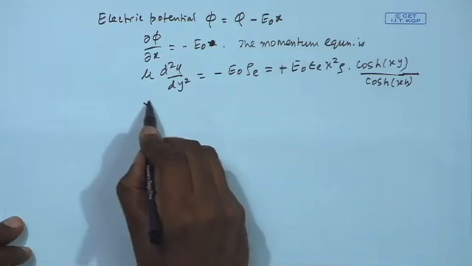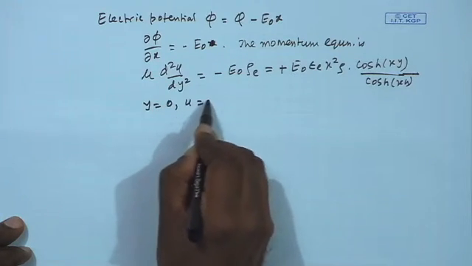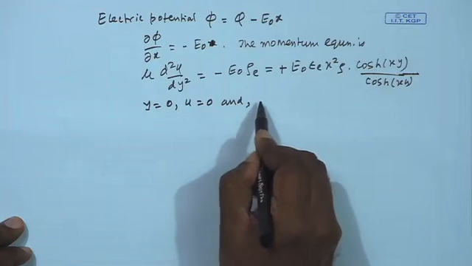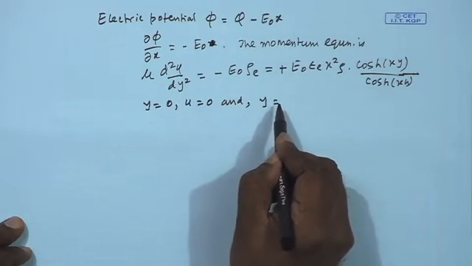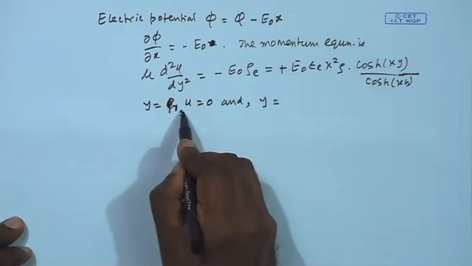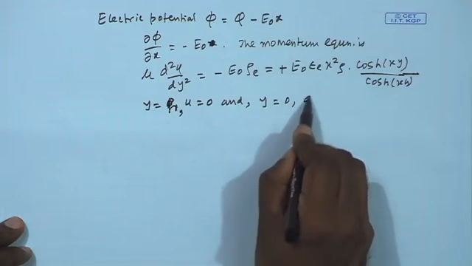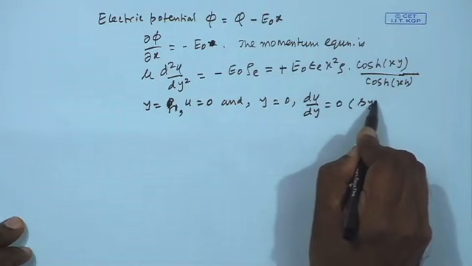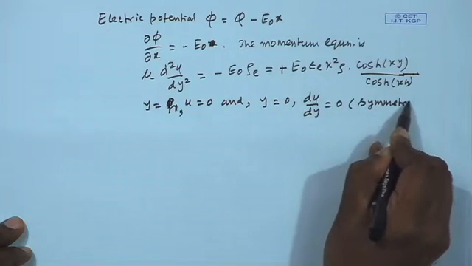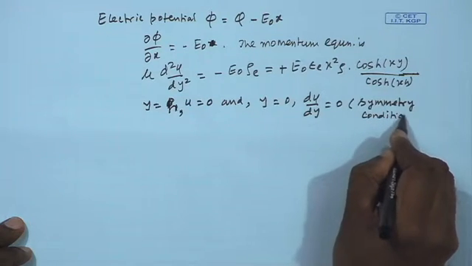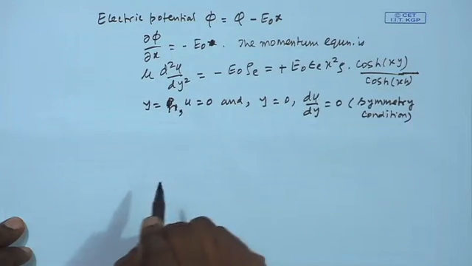So with the conditions: at y equal to 0, we have the symmetry condition du/dy equal to 0. And at y equal to h, on the wall, we have u equal to 0.